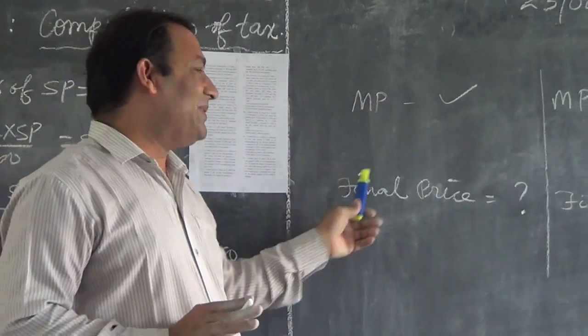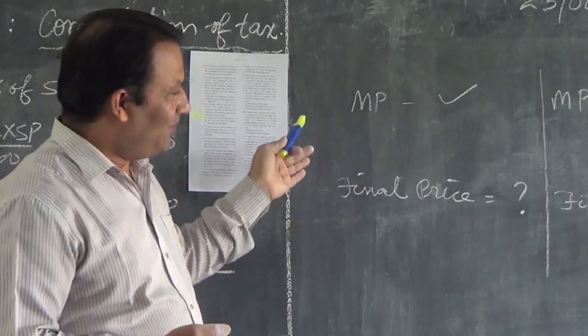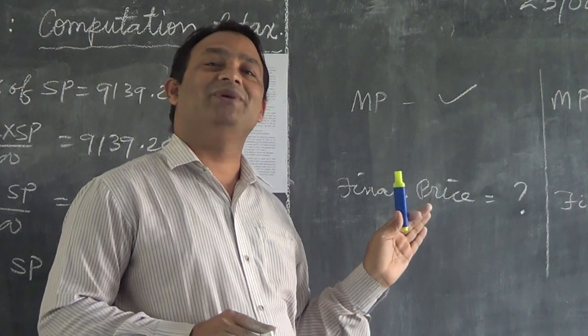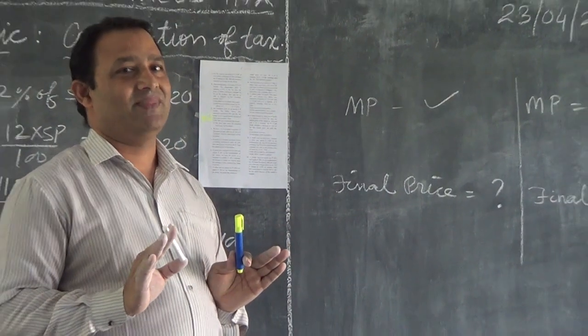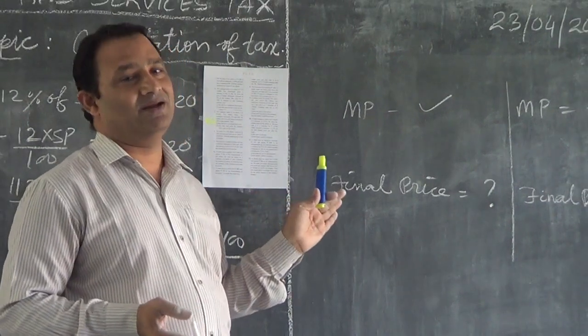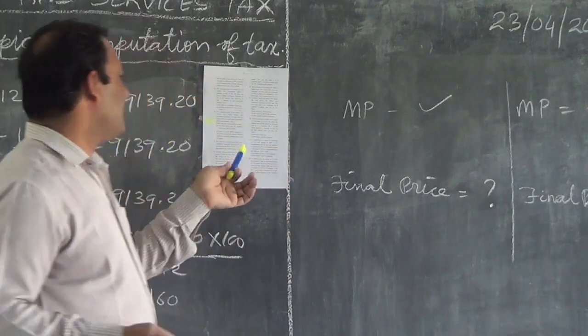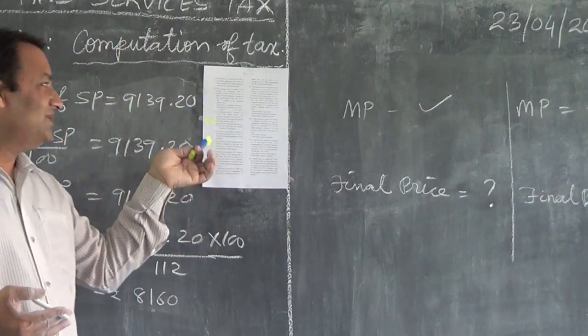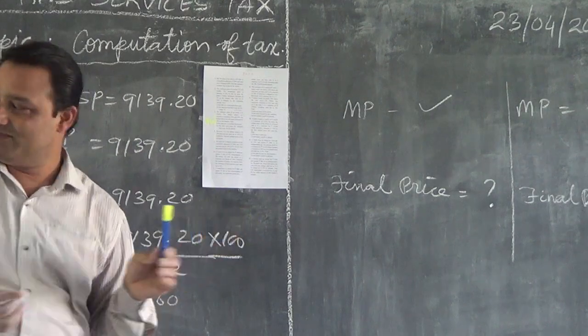So if final price is asked, you can go for the tabular method. Of course, you can also go for the modeling method. Modeling method works for all kinds of problems. Remember that. Of course, your solution will be a little longer, but it will work with all kinds of problems. So here I can do it in both the methods. Whichever method you want, you can follow that.